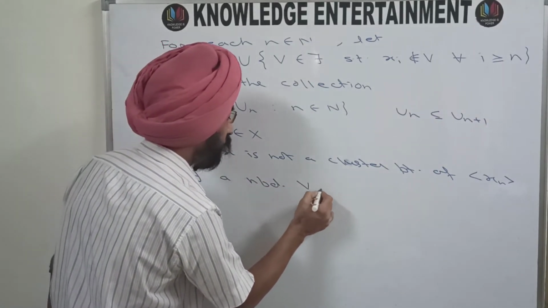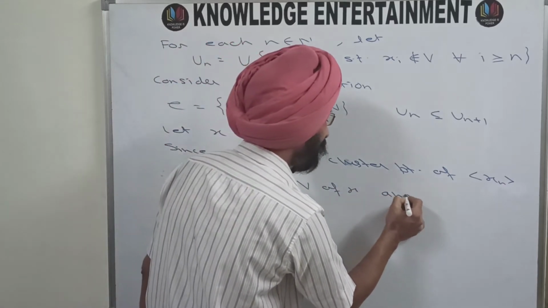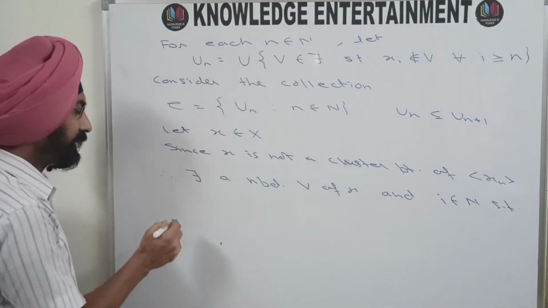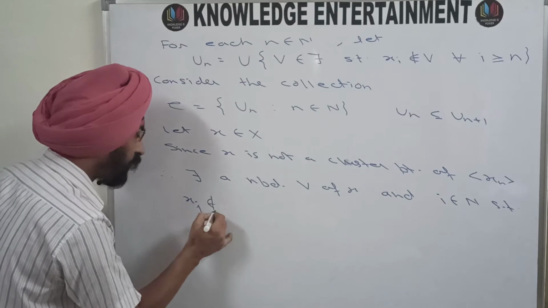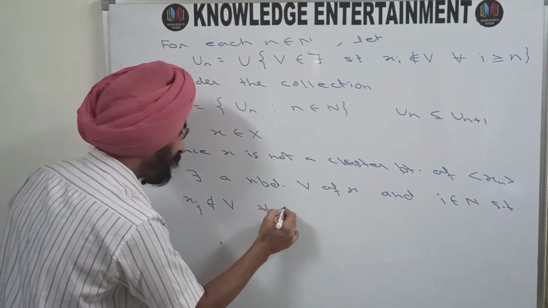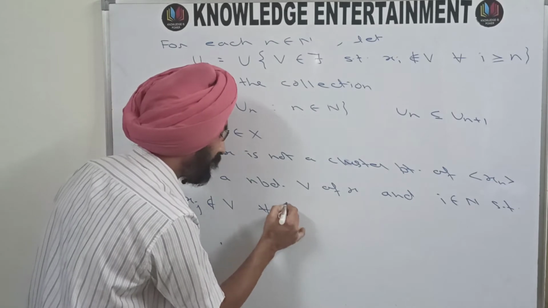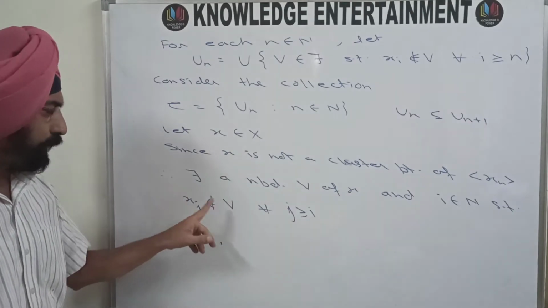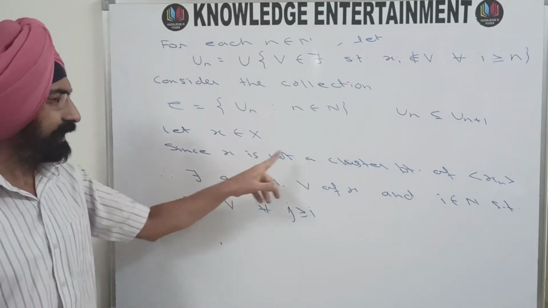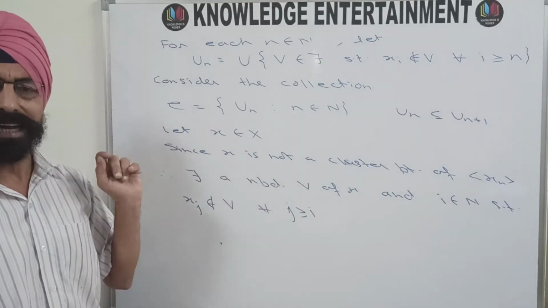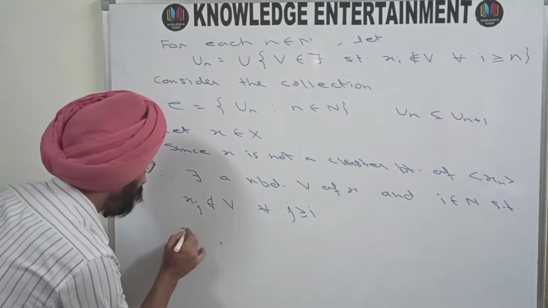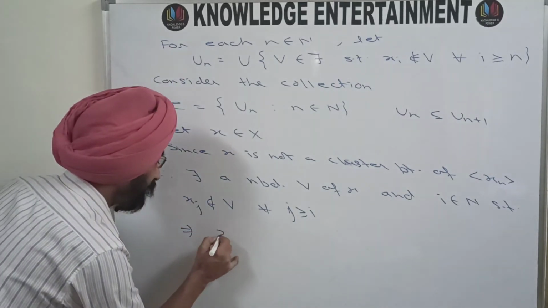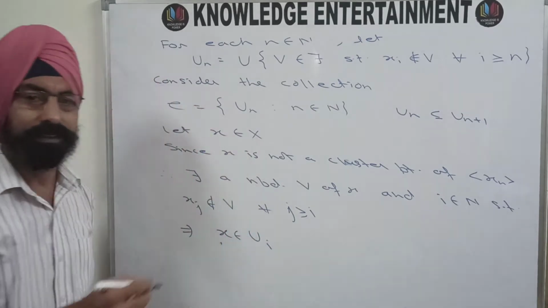Since it is not a cluster point, there exists a neighborhood V of X, and there exists some natural number I such that xj will not belong to V for every j greater than or equal to I. After this particular stage I, no xj will be a member of V because X is not a cluster point and V is a neighborhood of X. So that means, by definition of Un, this X will be a member of Ui.